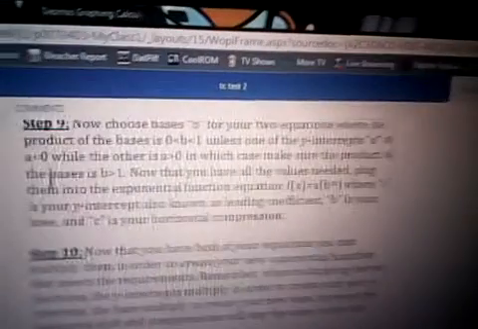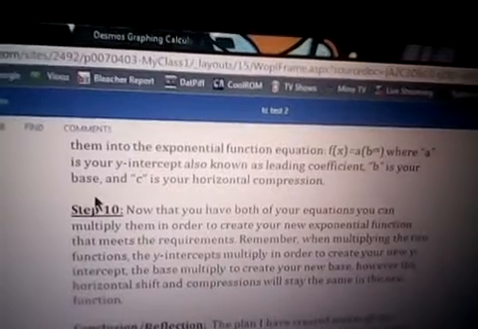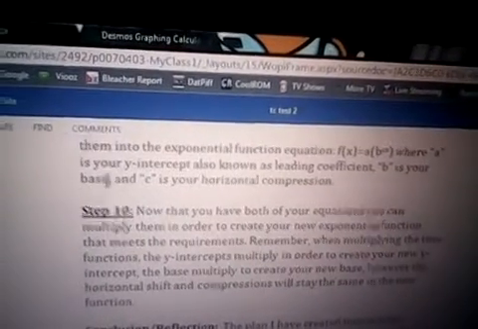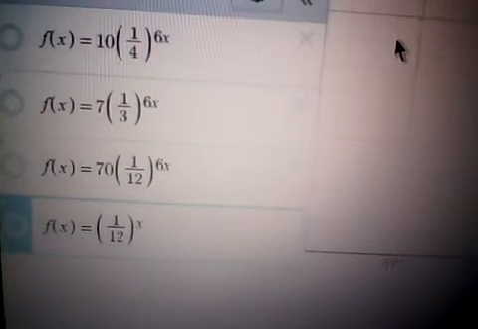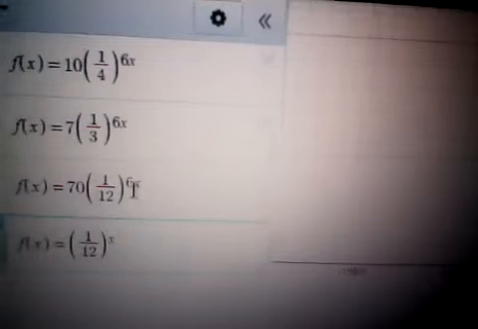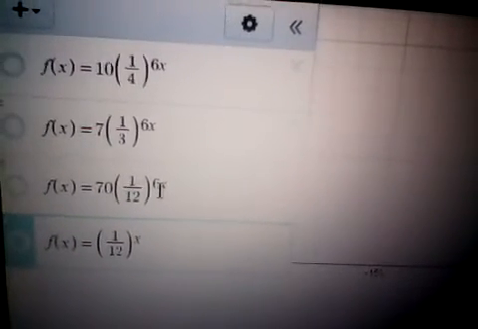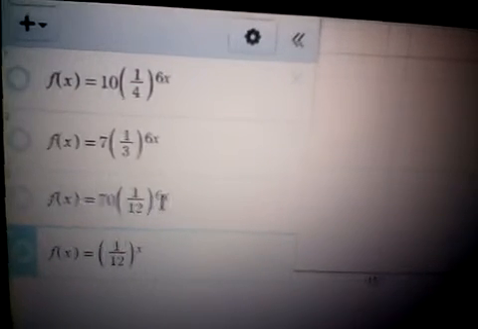Now we're at step 10, which simply says to multiply them, and we have a new exponential function that meets our requirements. So we have 3 requirements, multiple of, and I came up with the equation 70 times 1 over 12, so the exponent's 6x. Now, does it meet all the requirements? Is 70 a multiple of 5? Yes, it is. 1 over 12 shows a decay. It's a decreasing function. We have a horizontal compression.